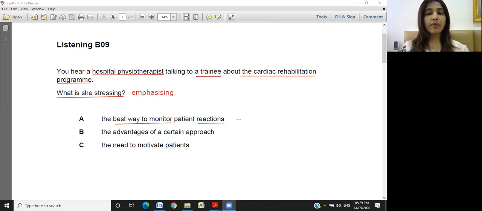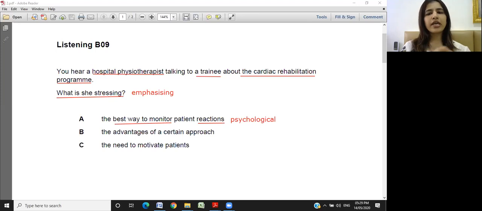Yeah, so it can be a positive or negative reaction. So at least it is clear that this has to be the psychological aspect of it. It is not the reaction to any medication because it is a physiotherapist. Okay, and it says best way to monitor. So how can we monitor their reactions? Can you think about it? What kind of conversation would be there if this is the correct answer? We are trying to predict that.